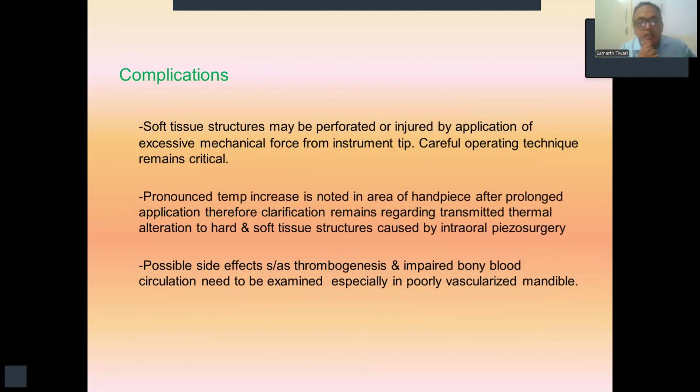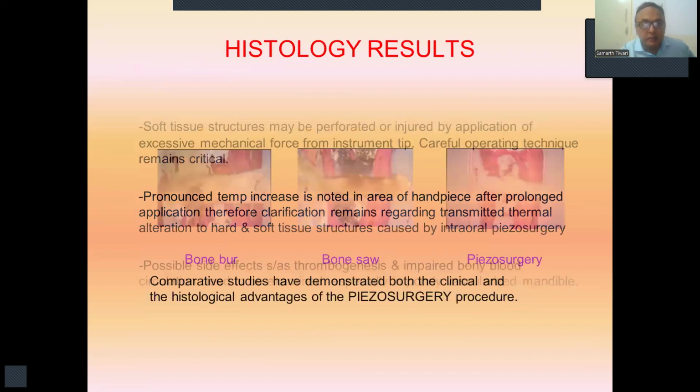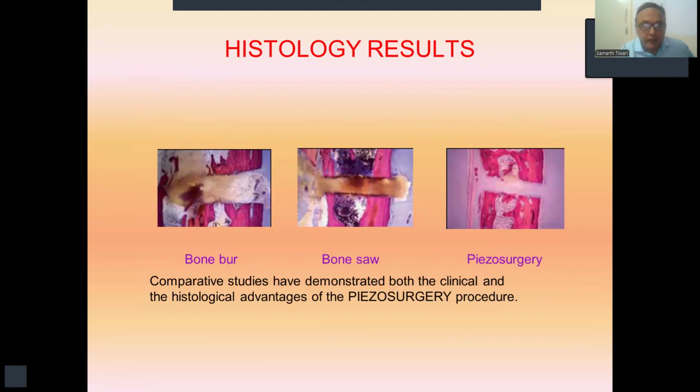Complications include that soft tissue structures may be perforated or injured by application of excessive mechanical force from the instrument tip. A pronounced temperature increase is noted in the area of the handpiece after prolonged application. Possible side effects such as thrombogenesis and impaired bony blood circulation need to be examined. These are histology results. Comparative studies have demonstrated both clinical and histological advantages of piezosurgery. Here, in the first diagram, we can see bone burr, second bone saw, and third is piezosurgery.